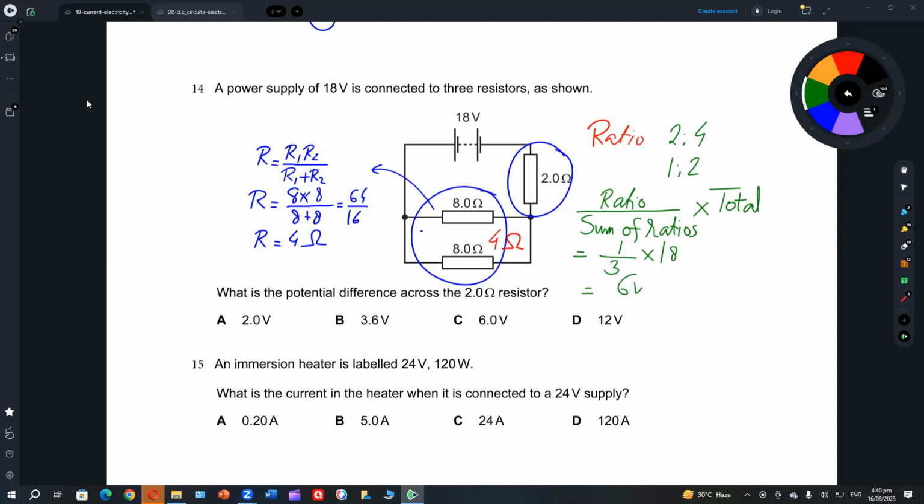Look, I have shown all the steps. This is how I'm getting 6 volt. Please look at the working. Yes, sir, I said 6 volt.